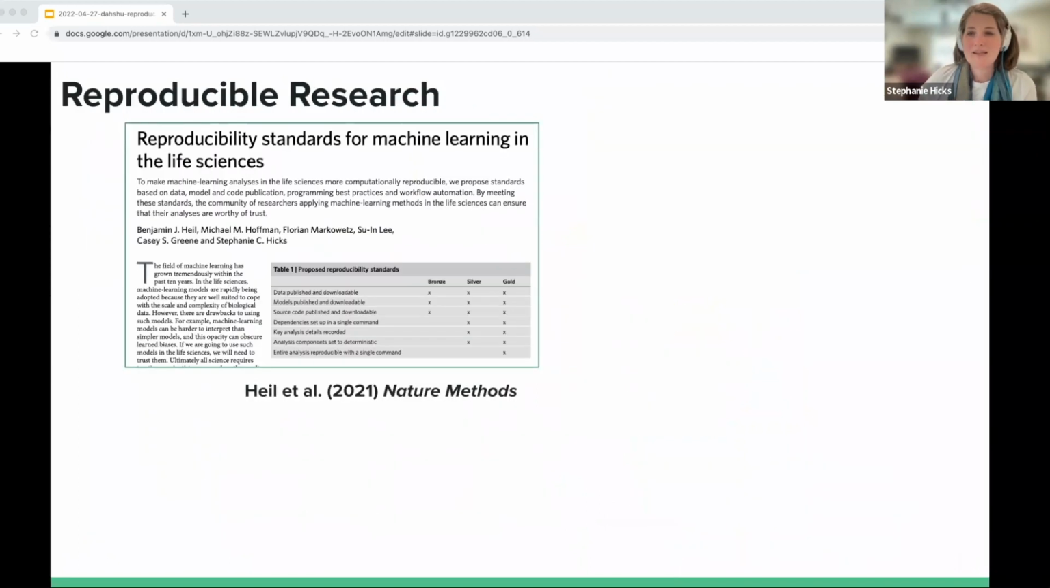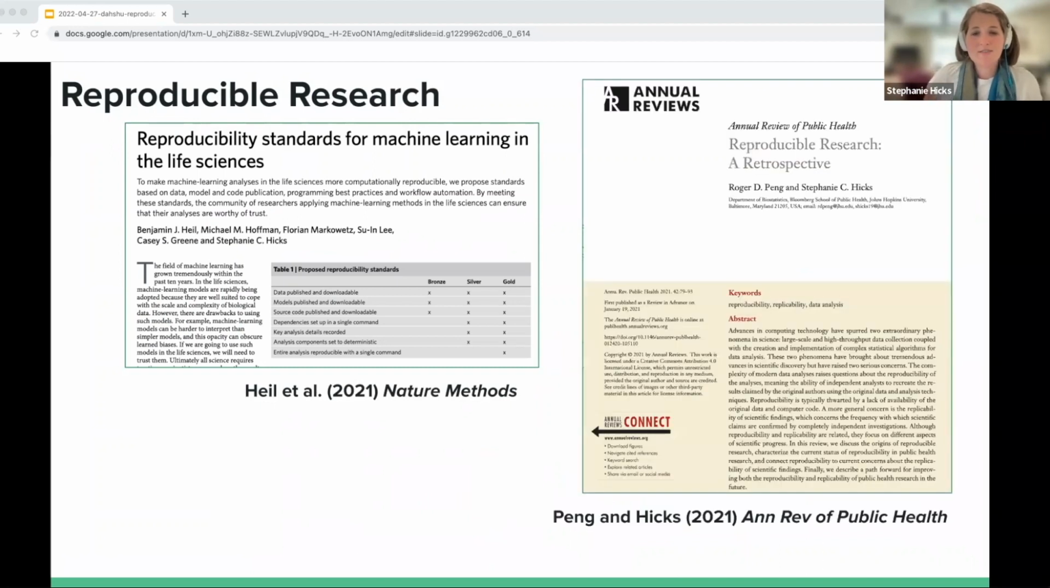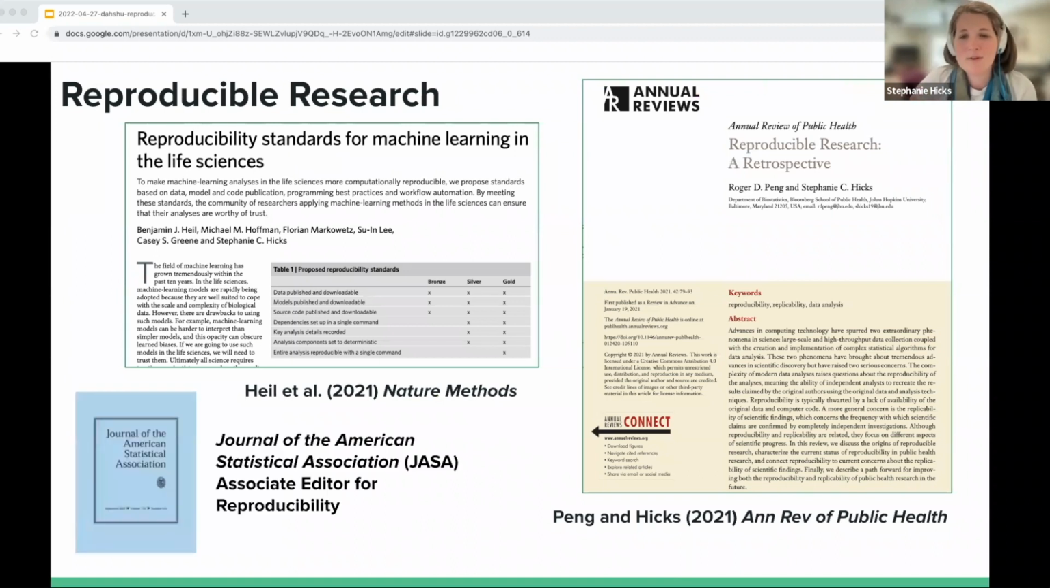I want to end by saying I'm also very passionate about reproducible research. Outside of single cell analysis, I am actively writing about this. I've developed some reproducibility standards for machine learning in the life sciences. I've written review articles for reproducible research on public health. And I'm also an editor for reproducibility at the Journal of the American Statistical Association. I'm happy to talk about any and all of this if you're interested.